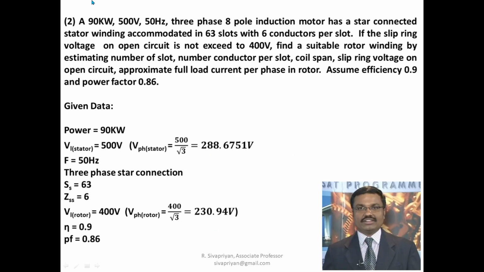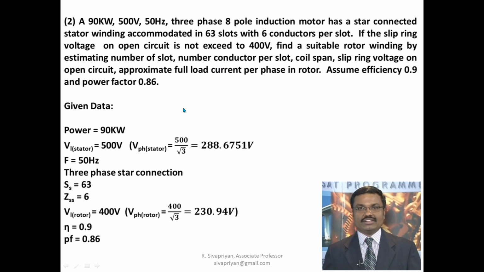Problem statement. A 90 kilowatt, 500 volt, 50 hertz, 3 phase, 8 pole induction motor has a star connected stator winding accommodated in 63 slots with 6 conductors per slot. If the slip ring voltage on open circuit is not to exceed 400 volt, find a suitable rotor winding by estimating number of slots, number of conductors per slot, coil span, slip ring voltage on open circuit, and approximate full load current per phase in rotor, efficiency 0.9 and power factor 0.86.